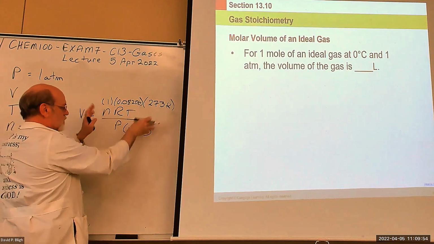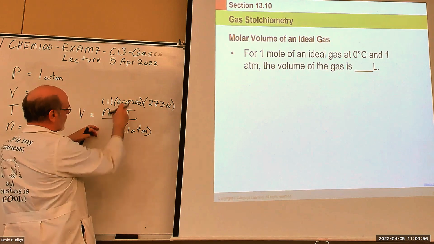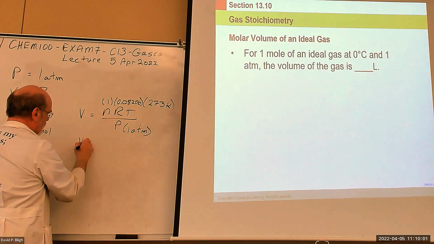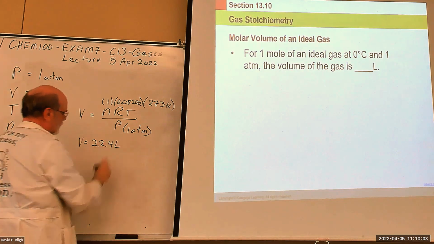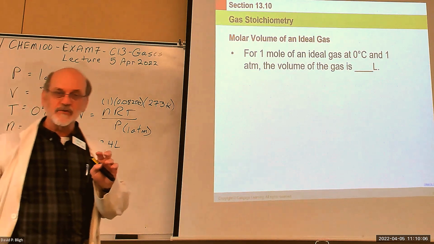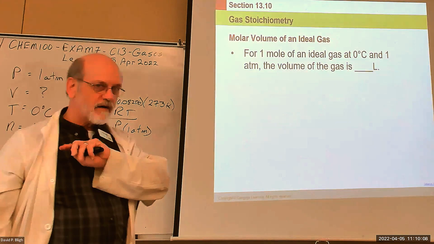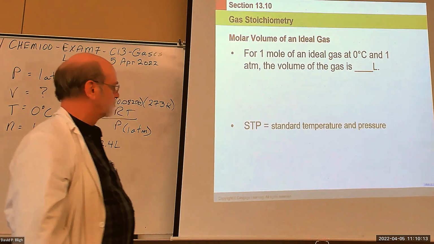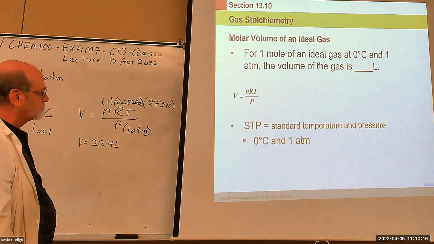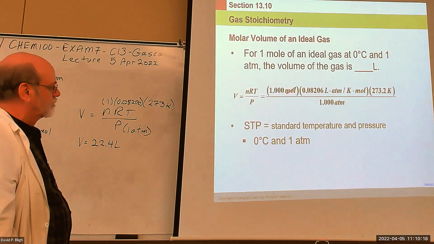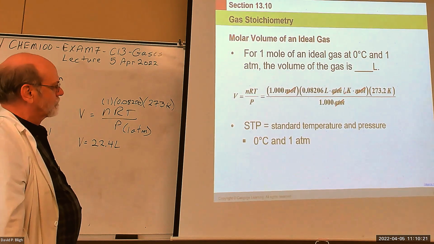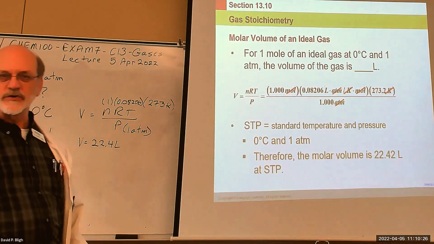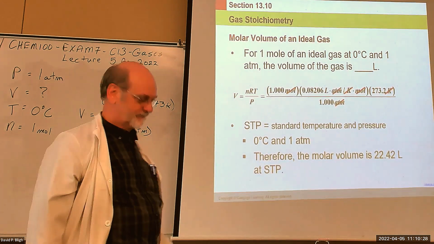So if we take all these values, 1 divided into it, 1 times it, so it's really just this one times that one. The volume is equal to 22.4 liters. At standard temperature and pressure, 1 mole of any gas will occupy 22.4 liters. Well, for 2 decimal places, 22.42.